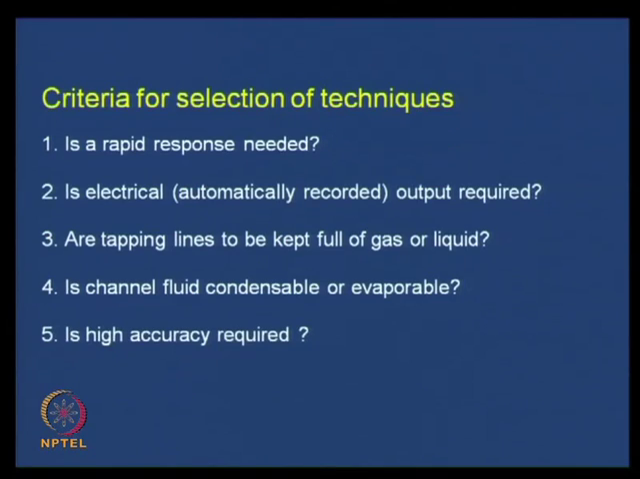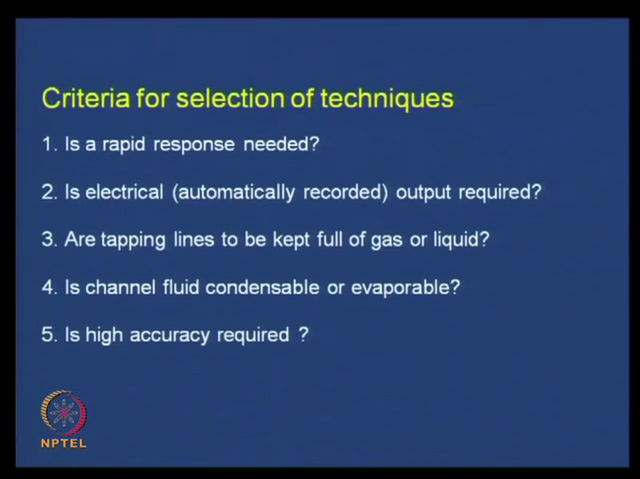Usually when we try to measure fluctuations, it is of pressure and not of pressure drop. So, therefore, it is always wall mounted pressure transducers. Next, if you need an electrical output, or in other words you want to record the output, from a manometer you can never do it. So, for such cases you have to go for a DP transducer. If electrical output is not needed, liquid manometers are fine.